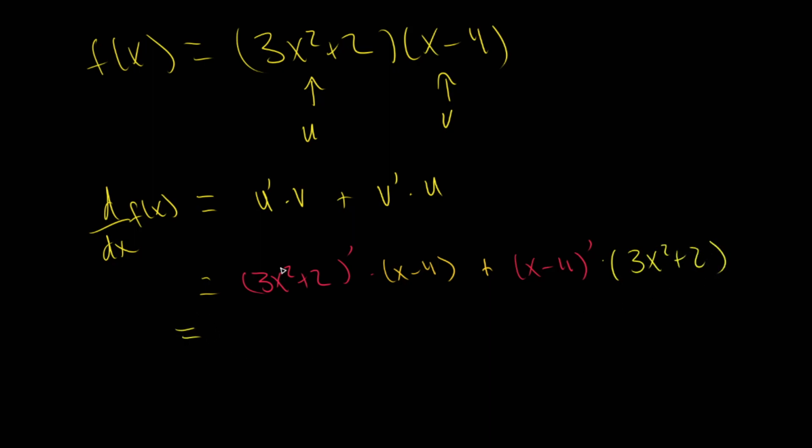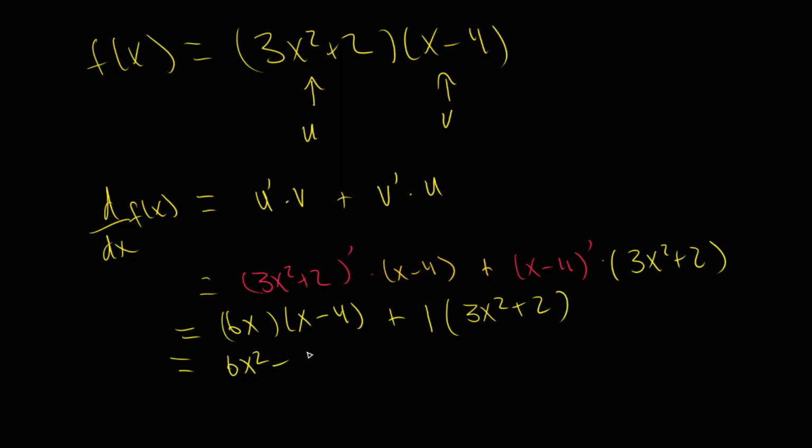And when we evaluate this, what is the derivative of 3x squared plus 2? Well, that's just 6x, right? And then the derivative of 2 here is 0, so this is just 6x times x minus 4. And then we add this with the derivative of this, which is 1 times 3x squared plus 2. Now, when we expand this, this will become 6x squared minus 24x plus 3x squared plus 2. And this would equal 9x squared minus 24x plus 2.